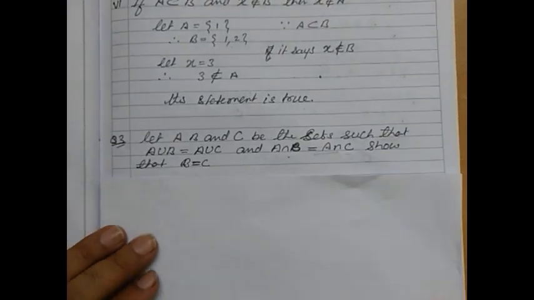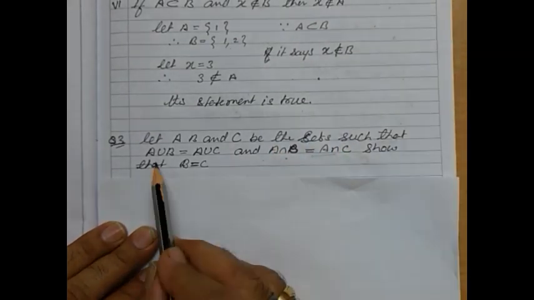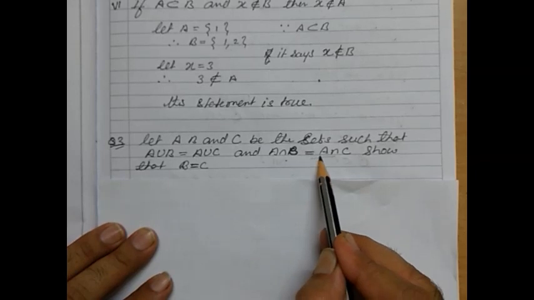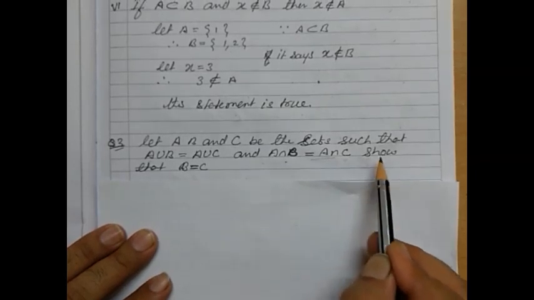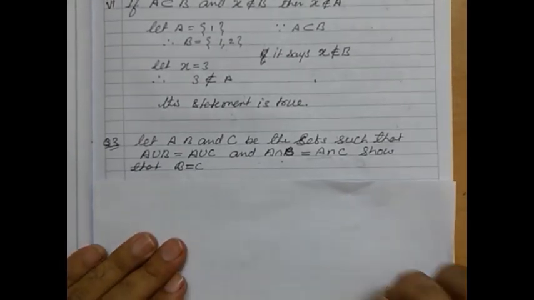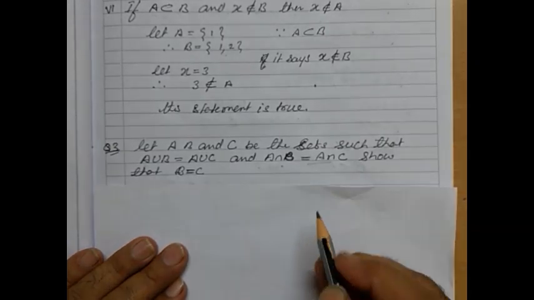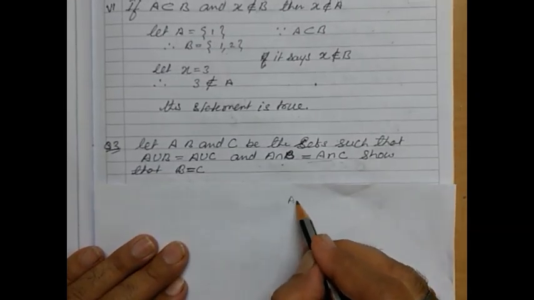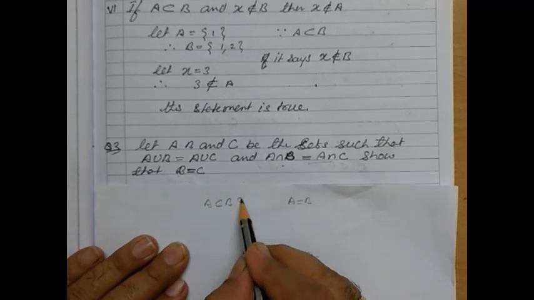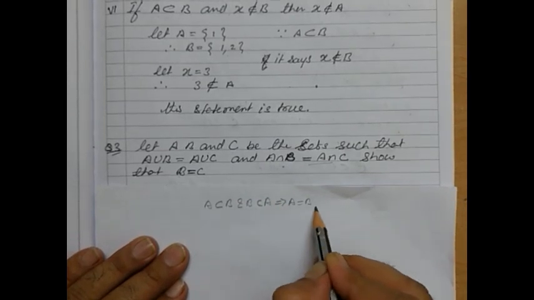In this question number 3, it says let A, B and C be sets such that A union B is equal to A union C and A intersection B is equal to A intersection C. Then you need to show that B is equal to C. If you remember, when we were talking about subsets in the starting, there was a condition that if A is a subset of B and B is a subset of A, this implies that A will be equal to B.